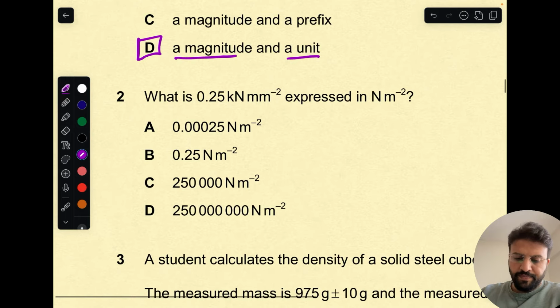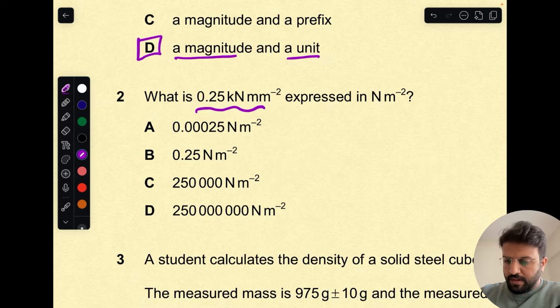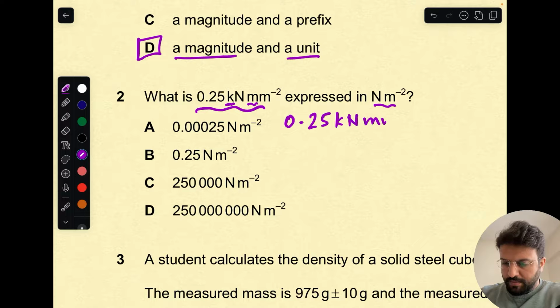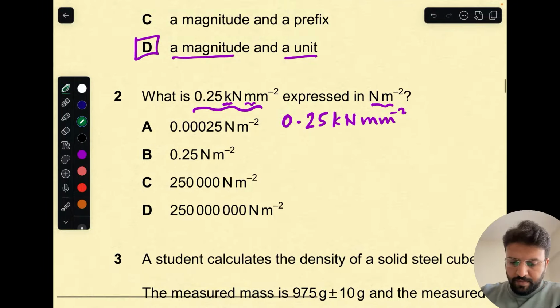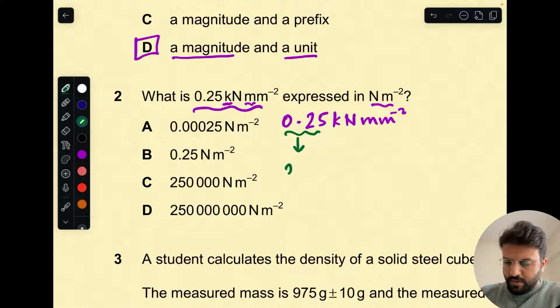Pretty simple question. In question 2, you have to convert this number into this unit. So basically you have to remove this kilo and millimeter from here. So let's write down the number first. It is 0.25 kilo Newton per millimeter square. Okay, so this will come as it is, 0.25. The kilo can be written as 10 power 3 and Newton will come here.